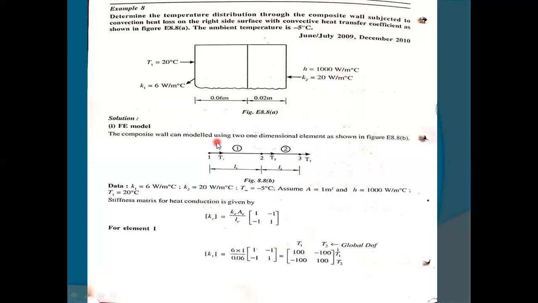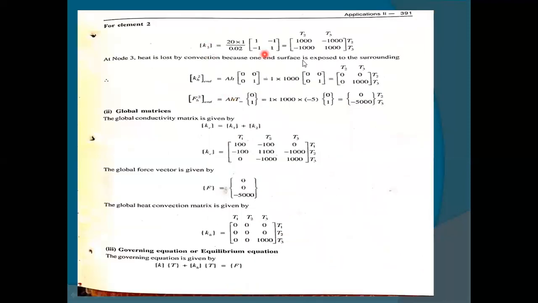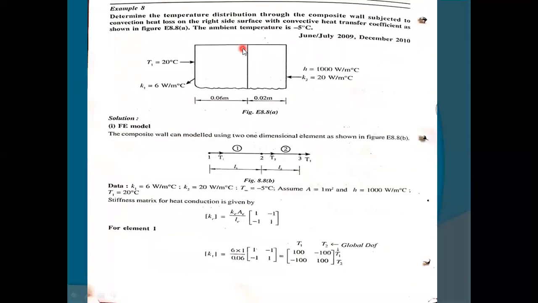Now this is for element 1. We have the entries for T1, T2. Next, we calculate the same thing for element 2, where we get T2, T3. This is for K2. Now we are adding to get the total conductivity matrix K equal to K1 plus K2. We add the K2 matrix and the K1 matrix, and then we get K1 plus K2 with rows and columns T1, T2, T3.